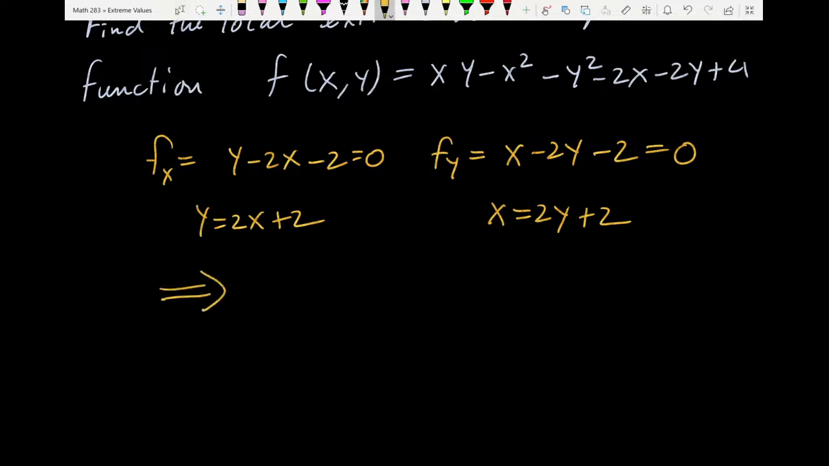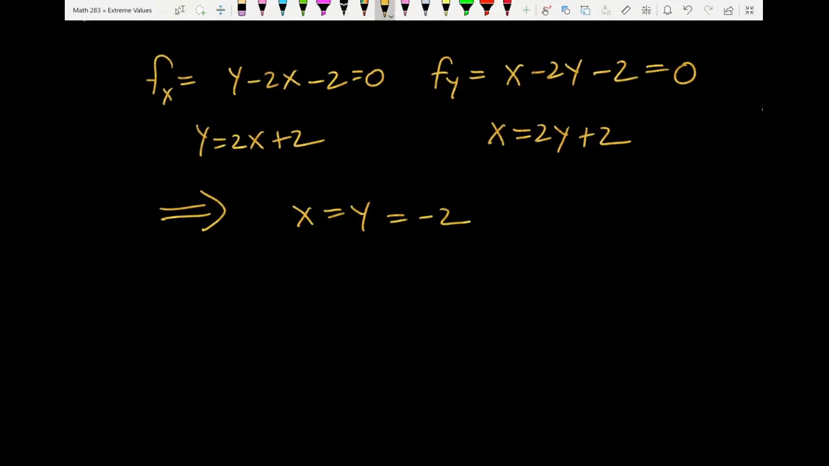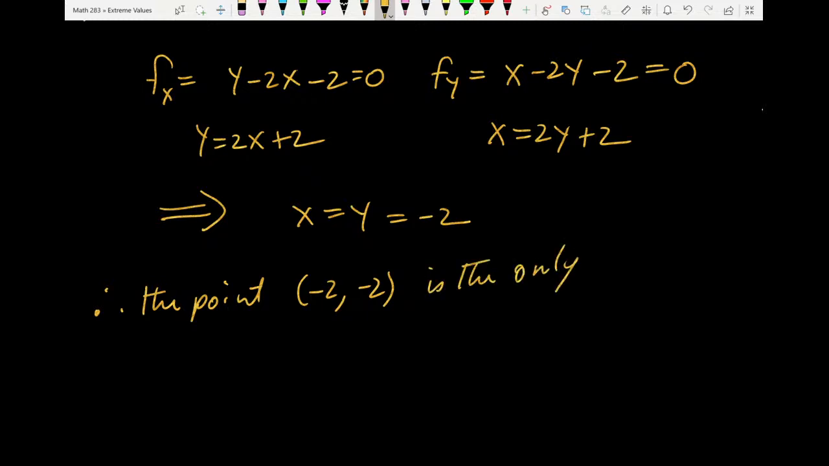From that, what are your options? What could be your x, y? Do you guys know your system of linear equations, right? You could just substitute and solve it. x equals y, which equals what? Negative 2. So therefore, the point negative 2, negative 2 is the only point. Oh, this. Remember we set it equal to 0?